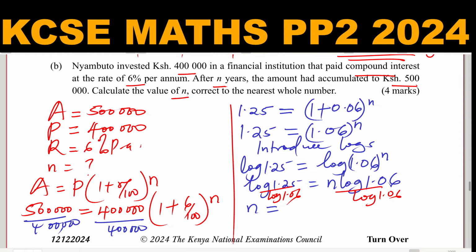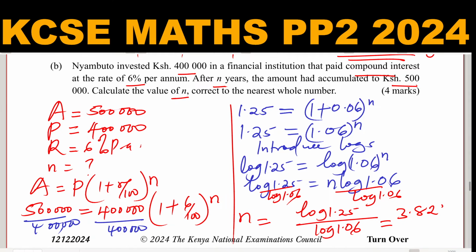Therefore n will be given by the logarithm of 1.25 divided by the logarithm of 1.06, and this will give 3.8296. Because you're required to give the answer to the nearest whole number, it will be 4 years. So that is how you're supposed to solve that question.